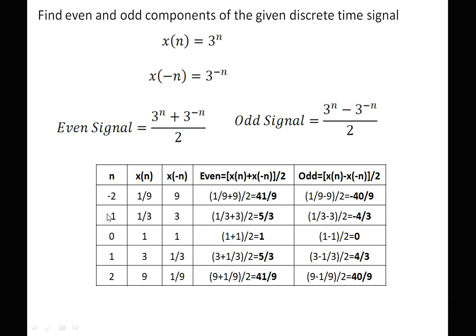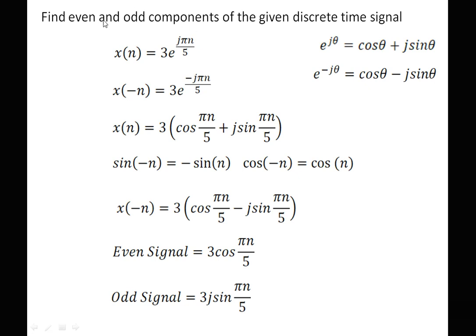So here we are taking n from -2 to +2, and we put the values of n from -2 to 2, and we get the various values for x of n and x of minus n. So when n is -2, 3 raised to -2 is 1 by 9, and 3 raised to +2 is 9. In this way we can calculate the even and odd components, and this can be represented with the help of a graph.